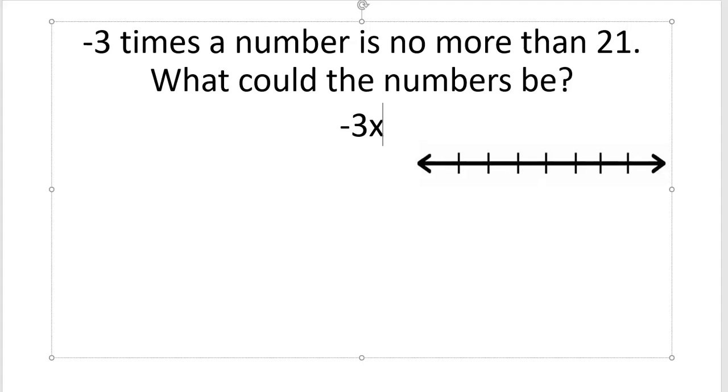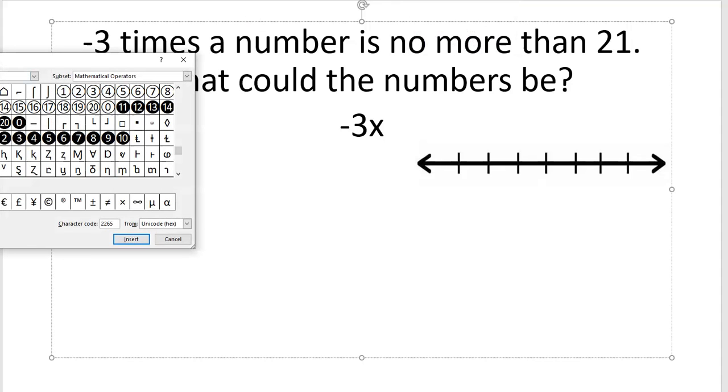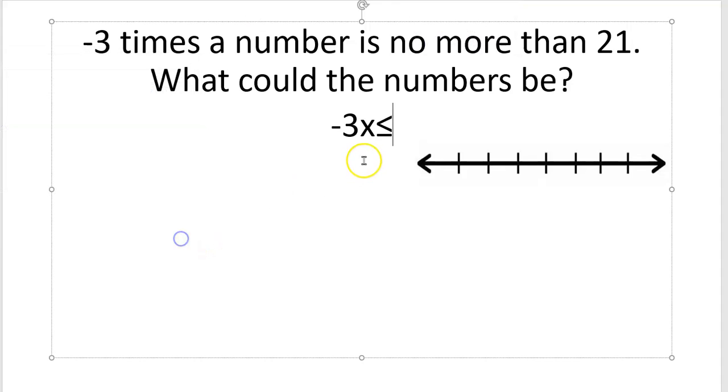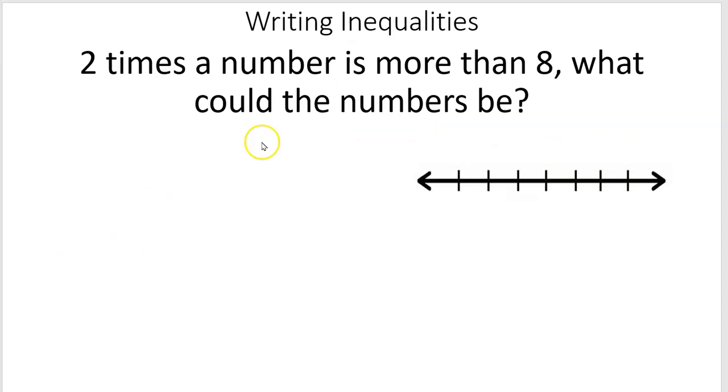So -3 times a number is no more than. So it could be less than 21. It could be 21. It just can't be more than 21. So that would be a less than or equal to sign, 21, and then solve it from there.